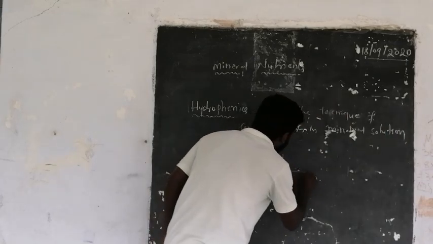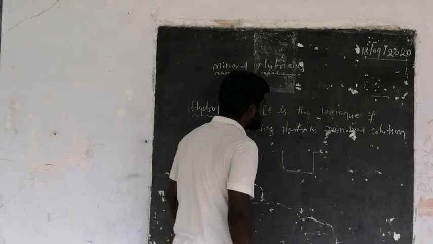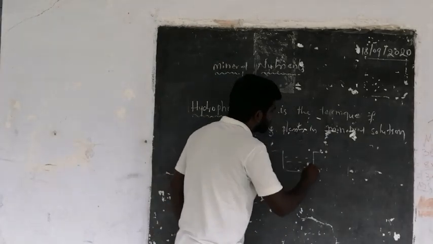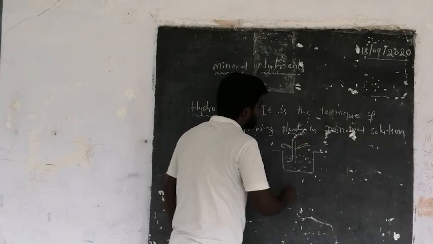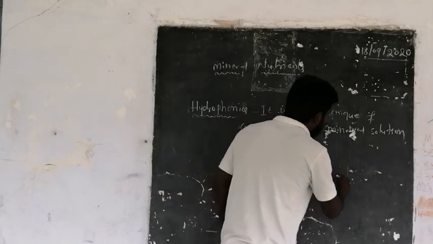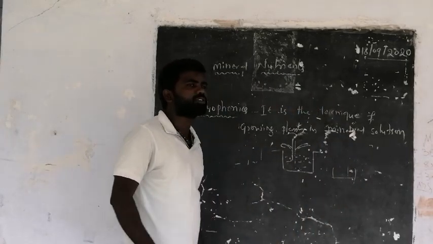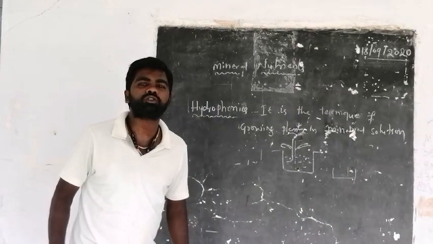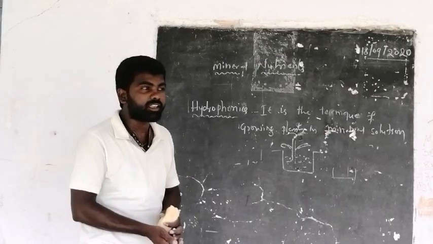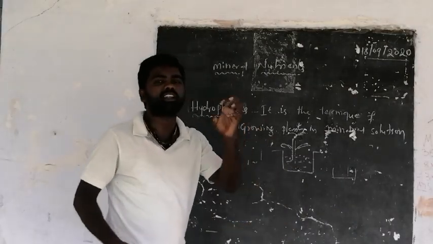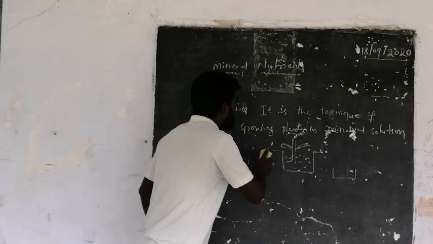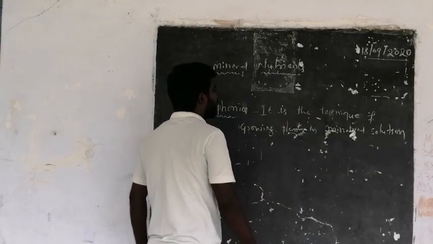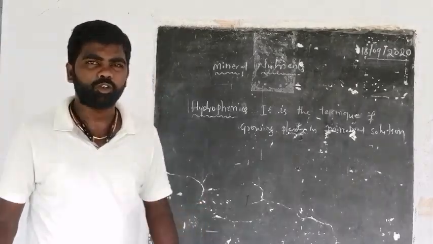That means you take one tub of water, mix all the required amounts of mineral nutrients in this tub of water and grow the plant, and it can grow easily. The plants grow in soil because the soil is the source of mineral nutrients. This is a technique we have to remember. Hydroponics is the technique of growing plants in a mineral solution.